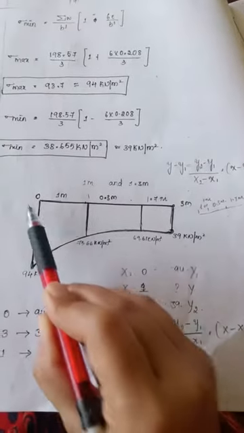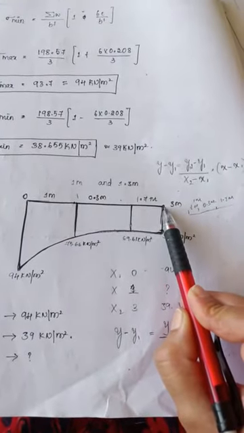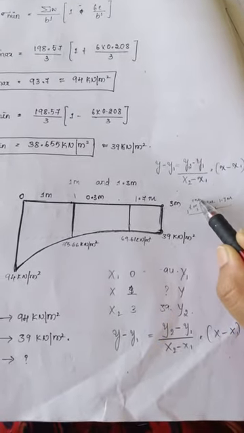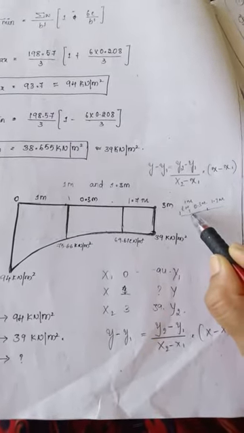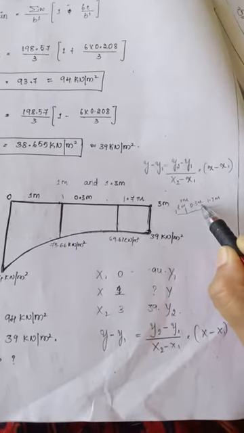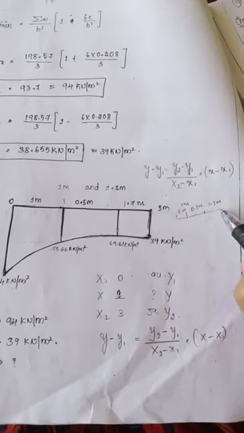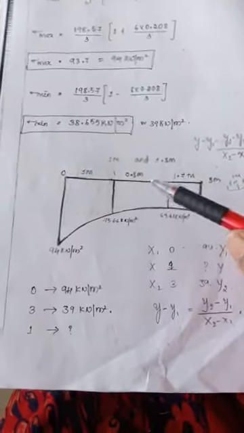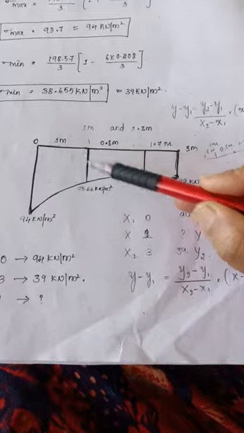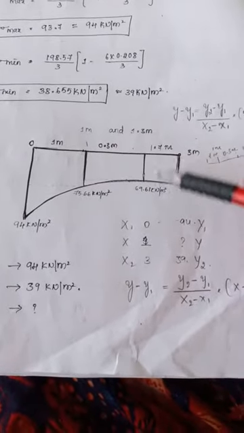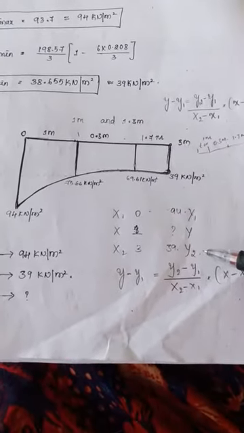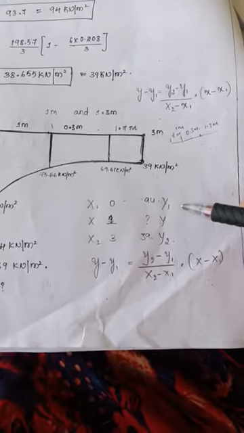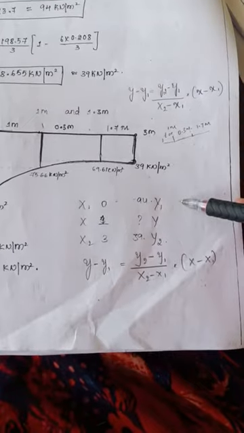But we have divided the base of the retaining wall in three parts. The toe distance is 1 meter, then the base of the stem is 0.3 meter, and the remaining heel portion is 1.7 meter. For these particular distances, we find the corresponding upward pressure. To find it, we go through the interpolation method.